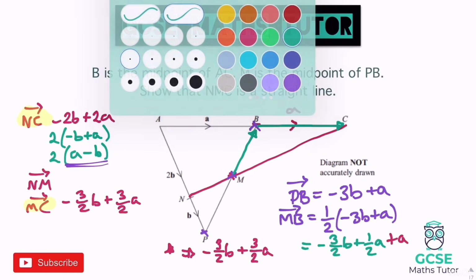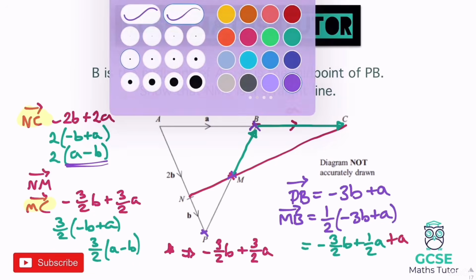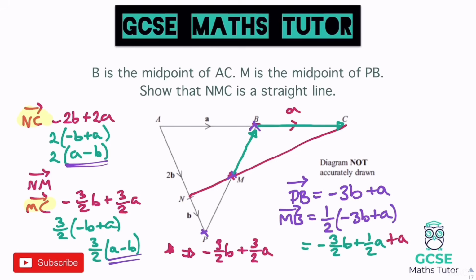Now all I need to do is just factorise this one. If you have a look, they both divide by 3 over 2. So I can take this 3 over 2 out the bracket, and if we divide them both by 3 over 2, we get minus b plus a. There we go. And I can rewrite that a different way as well. I could write that as 3 over 2 brackets a minus b, the other way around. And there we go. We've got that matching bracket there in both of them.